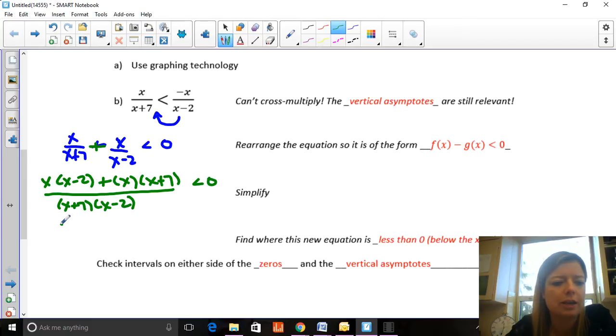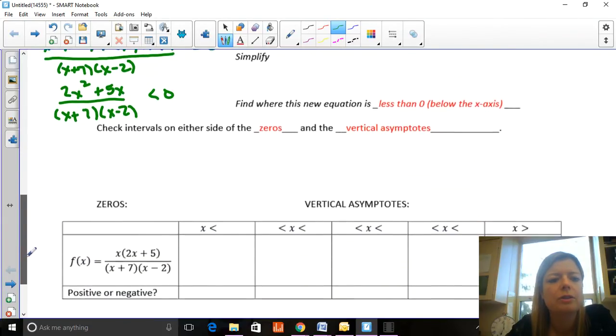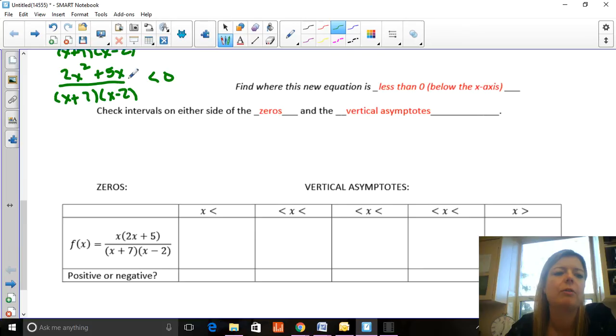So once you do that, you get 2x squared plus 5x, all over x plus 7, x minus 2. And so you have that less than 0. So now you're solving this inequality, which is saying when is this function below the x-axis? To do that, we go back to our little trick with positive and negative intervals.